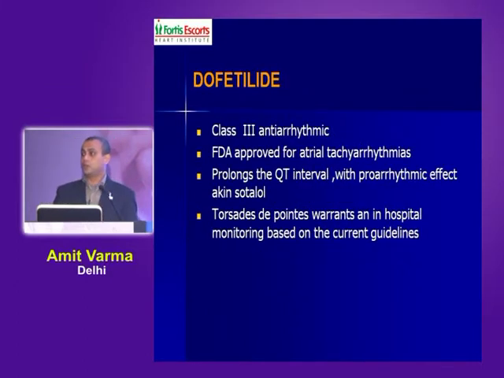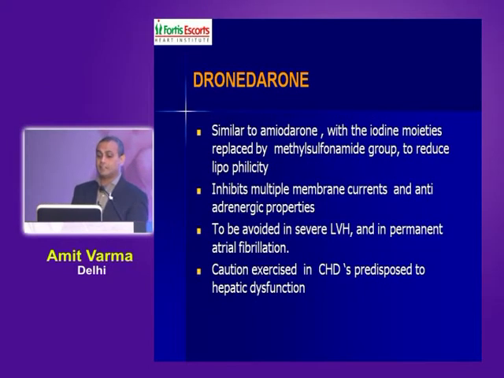I do want to talk to you about, again, 2 drugs which will be coming up soon. One is dofetilide, which is a class 3 antiarrhythmic. It is now FDA approved in adults for atrial tachyarrhythmias. It prolongs the QT interval with proarrhythmic effects, and in Torsades, people have been using it based on current guidelines. The other drug is dronedarone. It's again similar to amiodarone, with the iodine moieties replaced by methyl sulfonamide group. This again needs to be avoided in severe LVH and in persistent and permanent atrial fibrillation. Caution is again exercised, as is true because of the fact that it can lead to hepatic dysfunction.